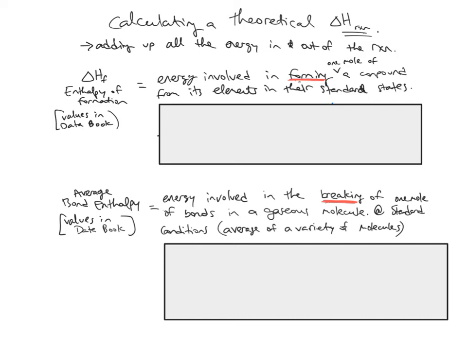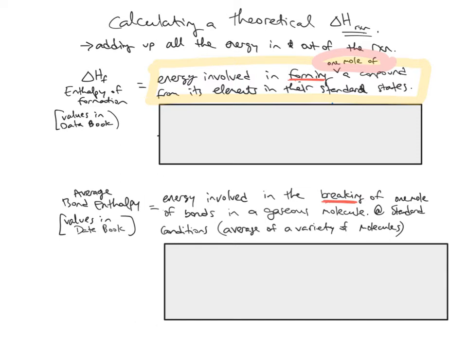So there's two different kinds of theoretical values that we're going to look at, and those are enthalpy of formation and average bond enthalpy. And so enthalpy of formation is looking at the energy involved in forming that compound from its elements in their standard states, right? This definition right here is important. The IB really cares that you know about your definitions. And then also really recognizing that all the time we're talking about a per mole sort of situation here.